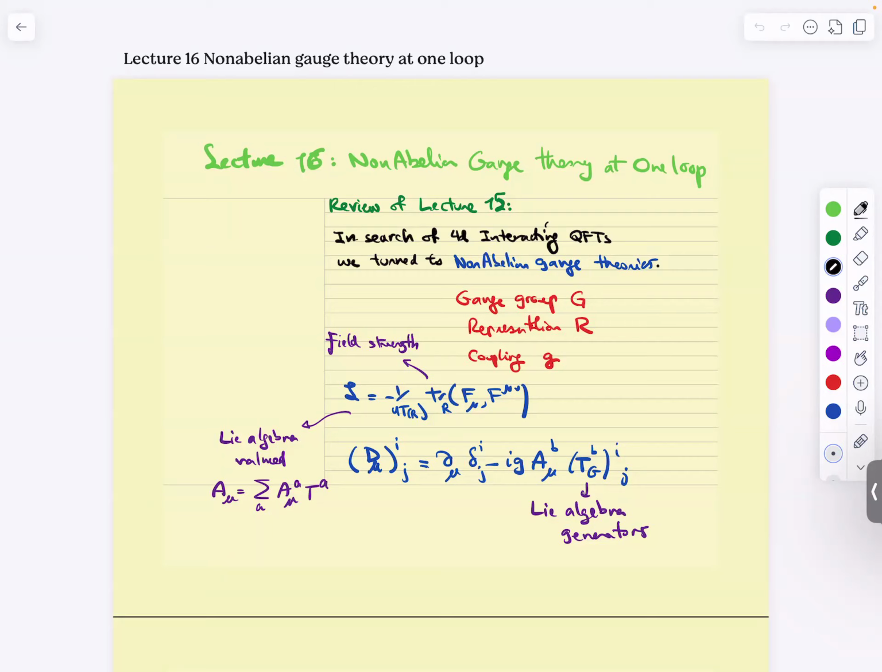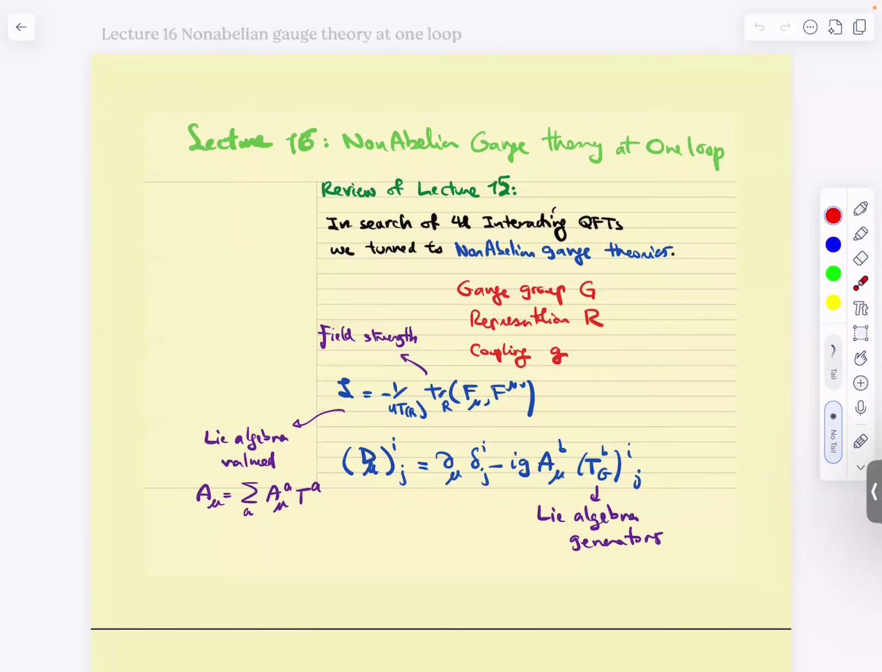All right, so let's get started. Today we're going to be talking about non-abelian gauge theory, and I'll do a slightly more extended review of what we discussed in the previous lecture. So in search of four-dimensional interacting quantum field theories, we turn to non-abelian gauge theory. And we said that the Lagrangian density for this theory, called Yang-Mills, which is interacting, is defined in terms of a gauge group G, a representation R, and a coupling. You need all these three ingredients, right?